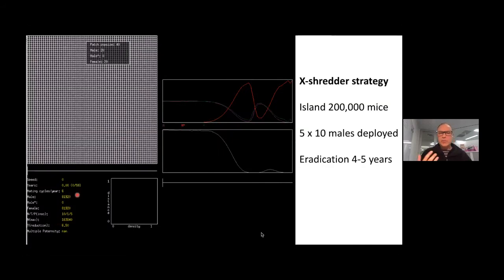So to give you a little bit of a feel how this could work, again, in a rodent setting, we've done some modeling, which I wanted to share with you. This is not published yet, but just to give you a feel for the potential of the technology.